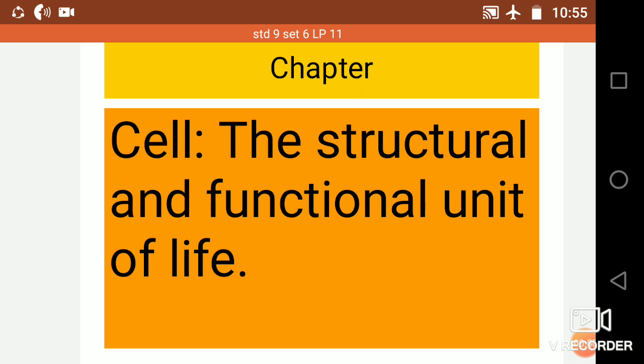Now, structural unit of life, because cells combine to form tissue, and tissues combine to form organs, then organ systems and the organism. So it is also giving the structure to the organism. This is the reason it is called the structural and functional unit of life.